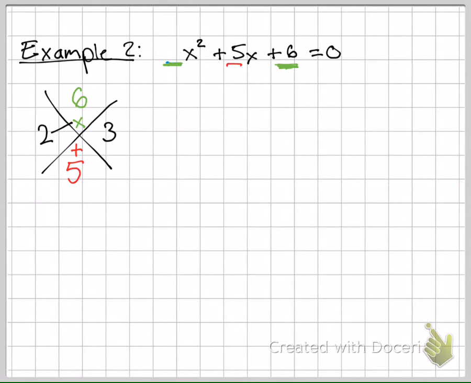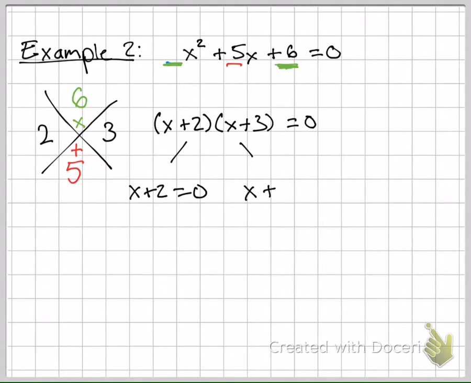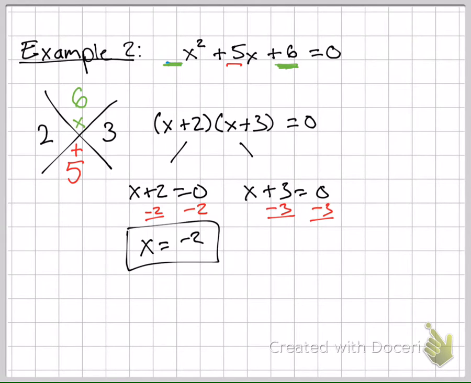In that case, now our factors will be, in parentheses, x plus 2 and x plus 3. Set that all equal to 0. From here, you've got two simple problems to solve. x plus 2 equals 0. x plus 3 equals 0. You're just going to do the inverse operations to cancel. And you're left with x equals negative 2. x equals negative 3. All right, next example.